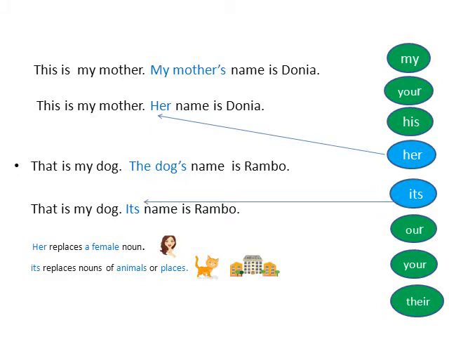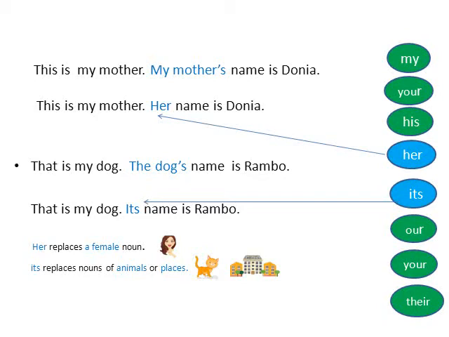This is my mother. My mother's name is Dunya. Here there is repetition of the word my mother. We want to make the sentence easier and more simple. So we replace the word my mother by the pronoun her. And we say, this is my mother. Her name is Dunya.